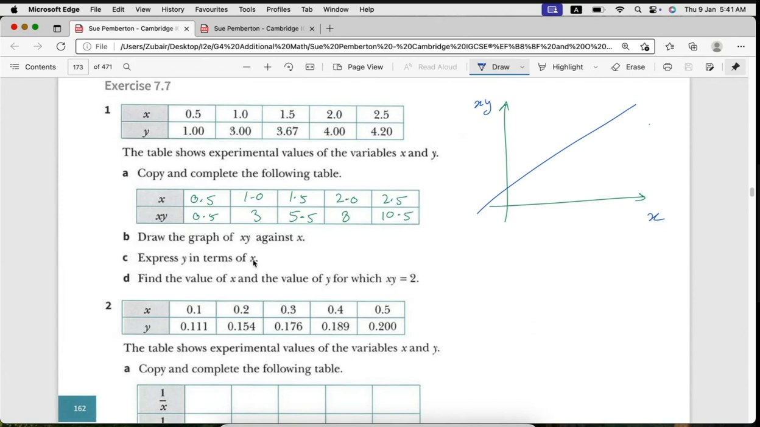Now, see, it says express y in terms of x. We can do it even if we don't have that graph because we know that we will have an equation in this form: y is equal to mx plus c. So first of all, the gradient. Let me use the first and last values. y2 minus y1 over x2 minus x1. It's 10 by 2, gradient is 5.